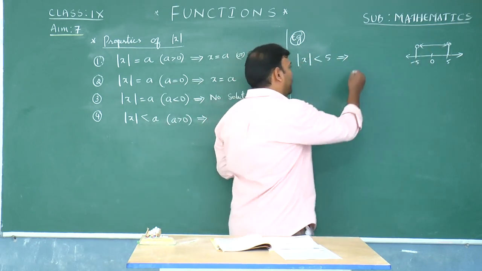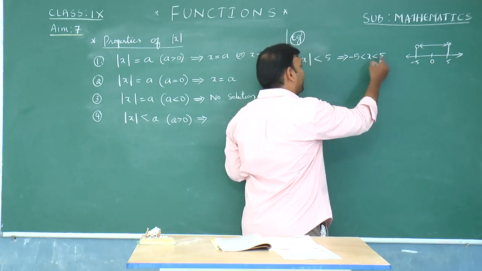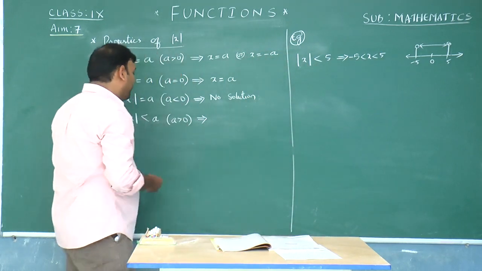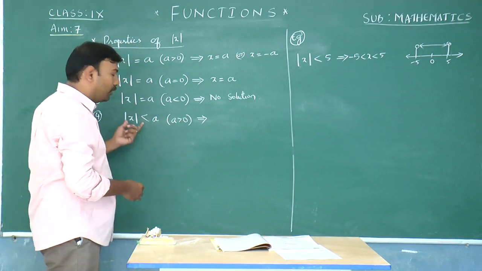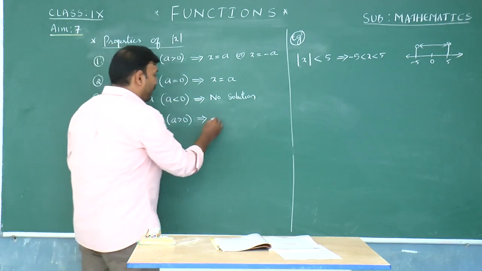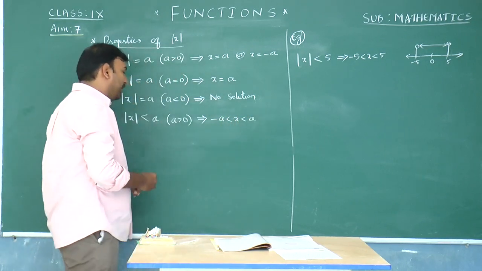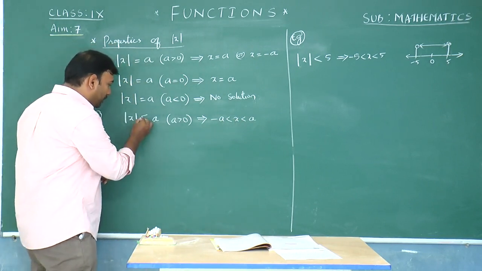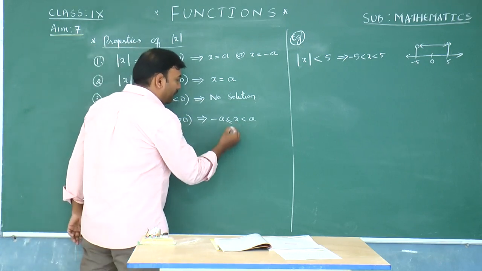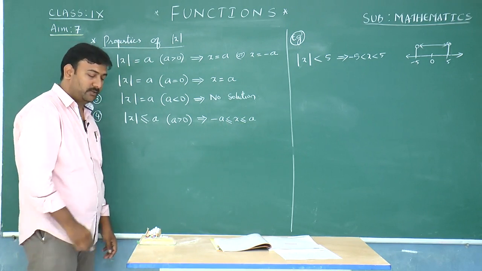So what you can understand is that any number taken between minus 5 and 5 is going to satisfy this inequation. So exactly whenever a is a positive number and if you want to solve this absolute value inequation, the solution is going to be a number lying between minus a and a. And exactly if you have less than or equal to, that is if I am going to include a, now obviously the solution is going to include minus a and plus a, that is minus a less than or equal to x less than or equal to a.